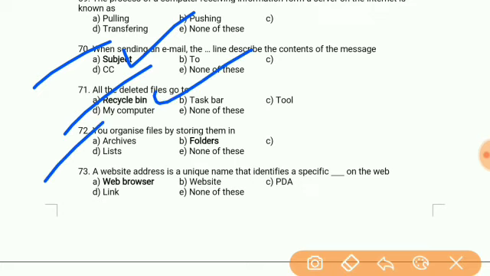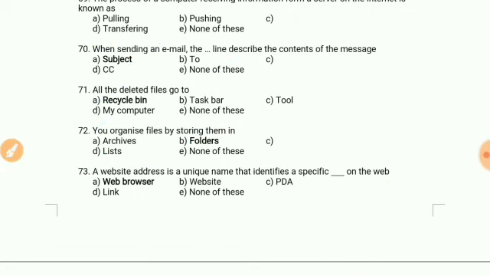You organize files by storing them into folders. So for folders, I organize them. Then our website address is a unique name that identifies a specific web browser on the web.